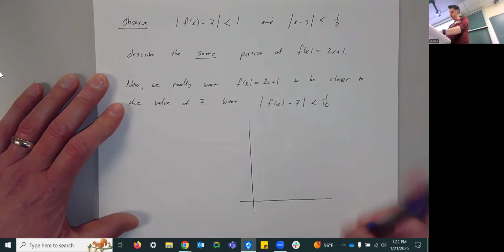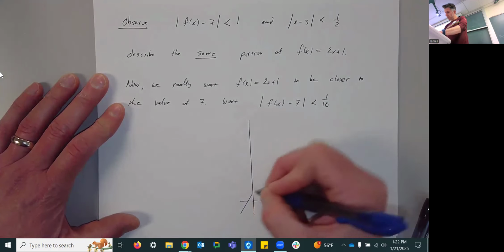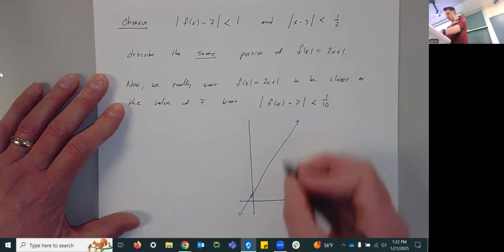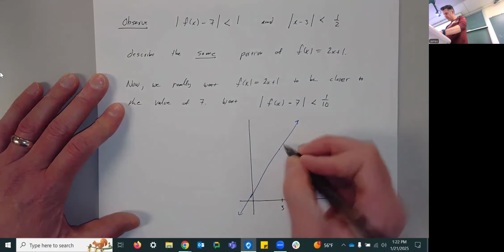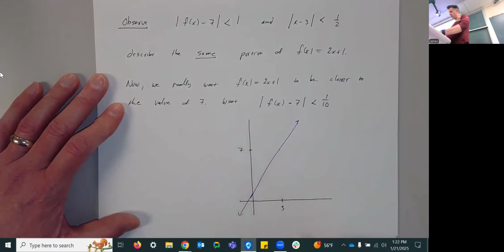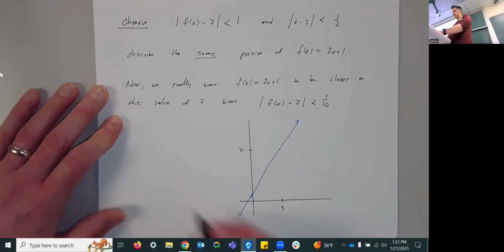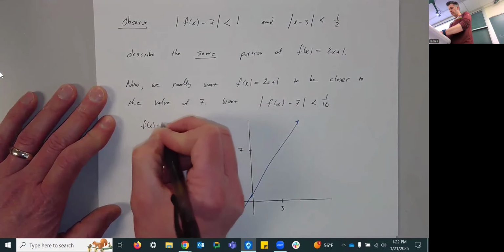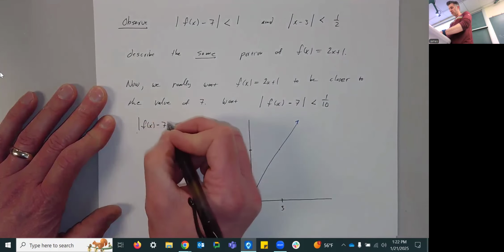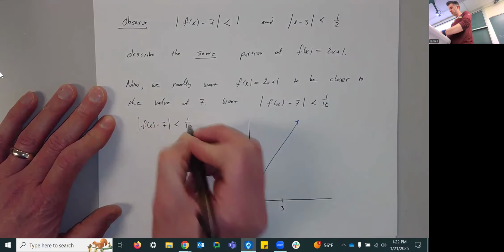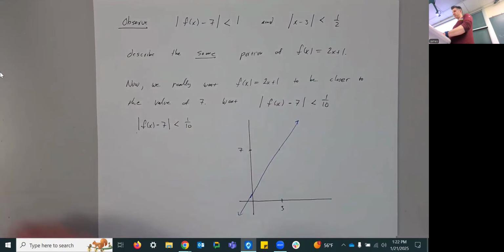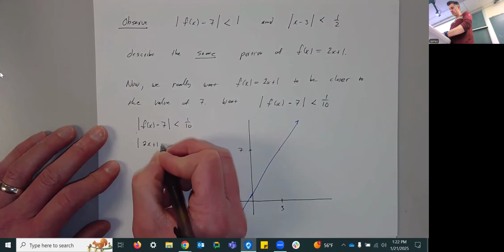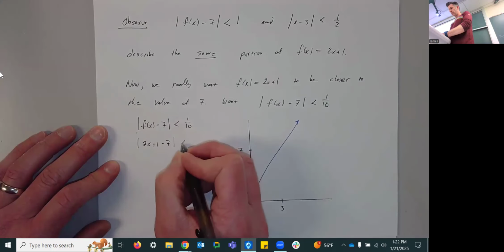Here's my graph. The 3 is about right there. 7 is about right there. And what we would like to happen is we would like our function f of x minus 7, the difference between our function and 7, to be pretty small. Let's actually rewrite it using the function. That's going to be the same as saying 2x plus 1 minus 7 in absolute value is less than 1/10.